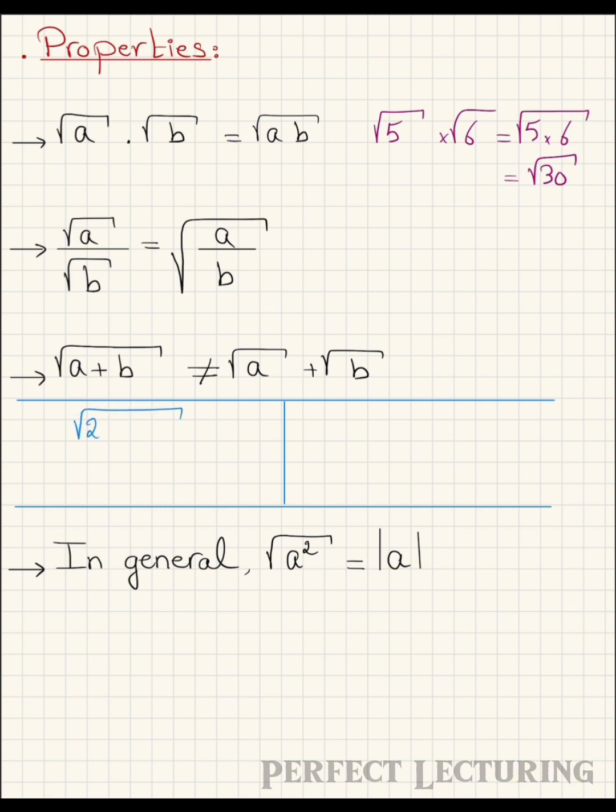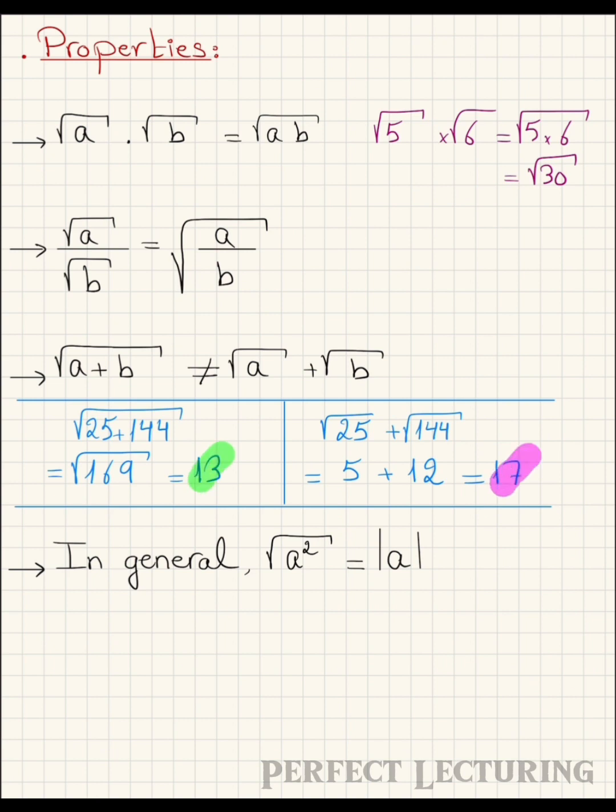Let us compare the square root of 25 plus 144 and the square root of 25 plus the square root of 144. In the first expression, we first add. So 25 plus 144 is 169, and this is a perfect square, which gives us 13. For the other expression, we perform the square roots first. So the square root of 25 is 5, plus the square root of 144 is 12, and the sum is 17. And as you can see, the answers do not match, which means the square root of the sum is not equal to the sum of the square roots.